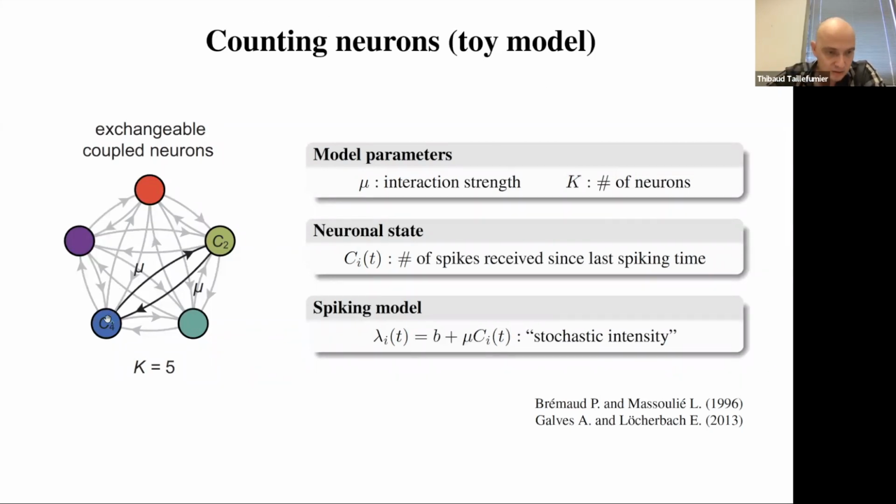And what does it count? It counts the number of spikes that each neuron within the network has received since the last time it spiked. So it has some finite memory. And this counting variable will serve to determine the rate at which you spike. So the rate will be a linear function of this counting variable. So it's a self-exciting network, it's homogeneous, and it has some form of finite memory.